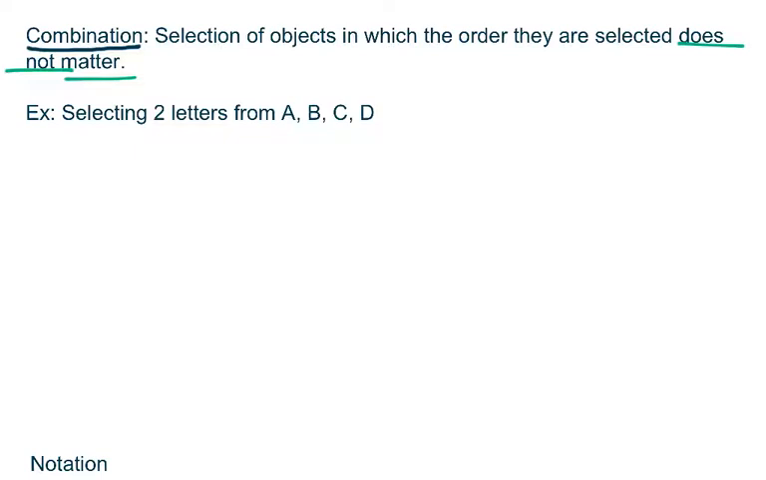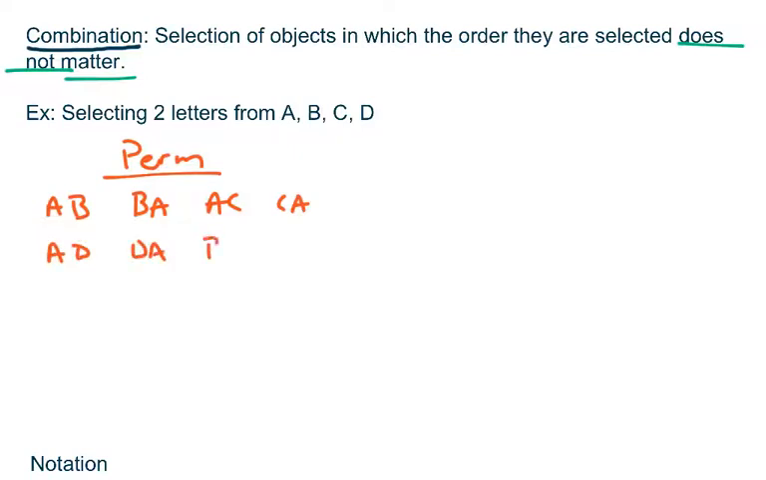So let me show you the difference between permutations and combinations real quick. Let's assume we're going to select 2 letters from A, B, C, and D. If we're going to do permutations, our options could be AB, BA, AC, CA. Those are all different because the order matters. We could keep going: AD, DA, BC, CB, BD, DB, and then lastly CD and DC. In permutations, all 12 of those are unique. They are different because the order matters.